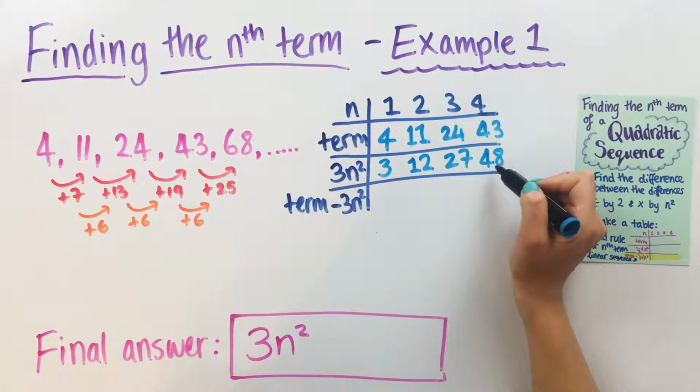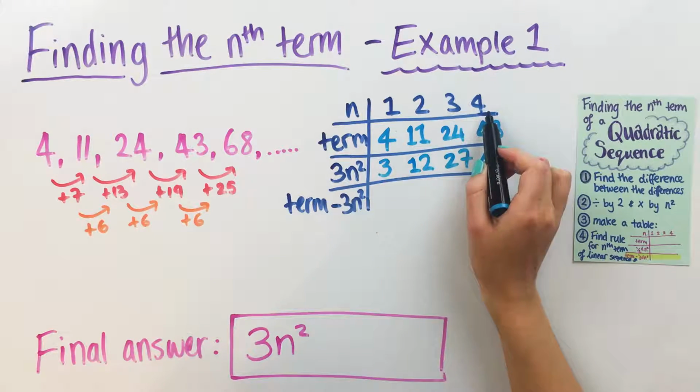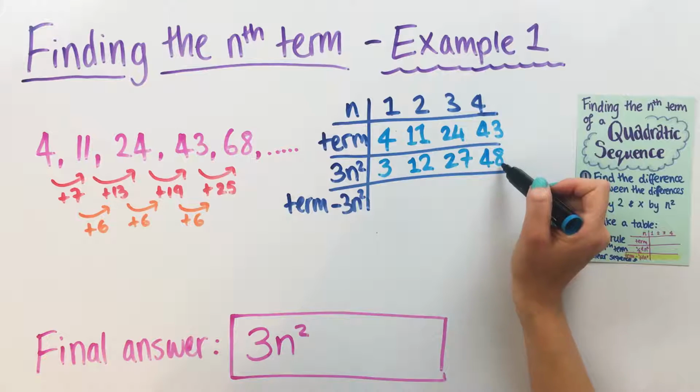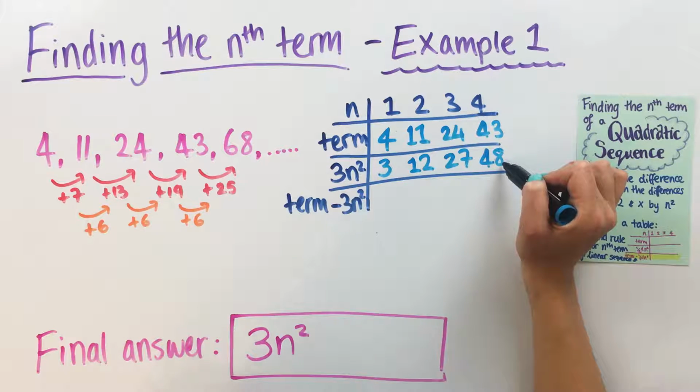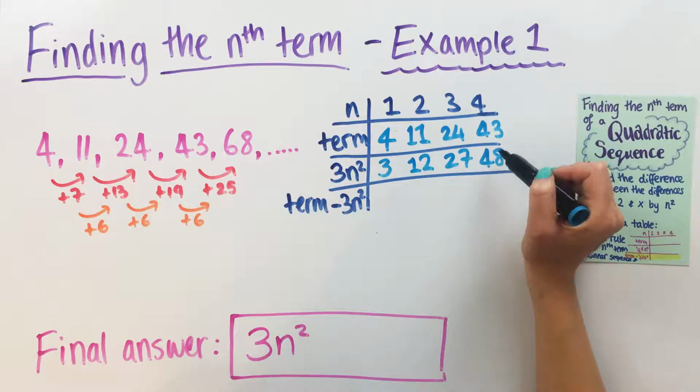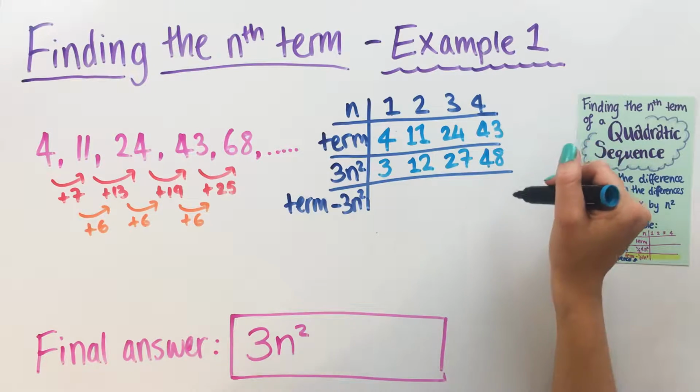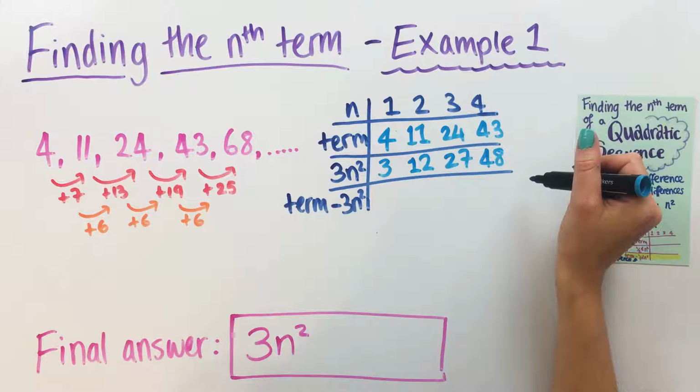I've done those calculations quite quickly. If it's helpful, you could write down what the n squared values are for these terms first. If you want to avoid making mistakes, what you could do is write down the calculations in a bit more detail on the side of your paper.